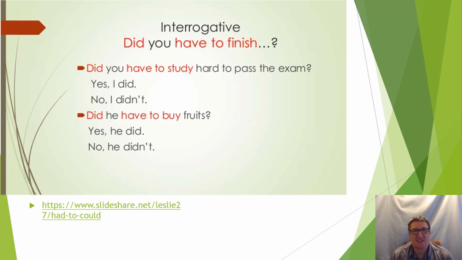The interrogative, that is the question form. Did you have to finish? Notice it goes back to "have to" because the past is all in that lovely little auxiliary "did". Did you have to study hard to pass the exam? Yes, I did. No, I didn't. Perhaps you remember our discussion of the superverb, protecting the virgin verb, or infinitive. Did he have to buy fruits? Yes, he did. No, he didn't.